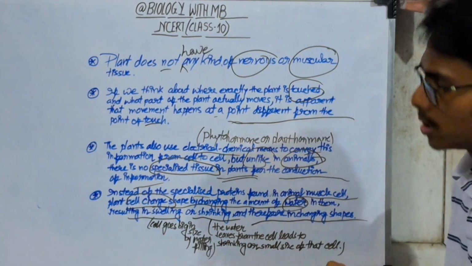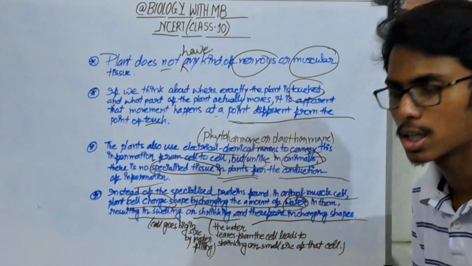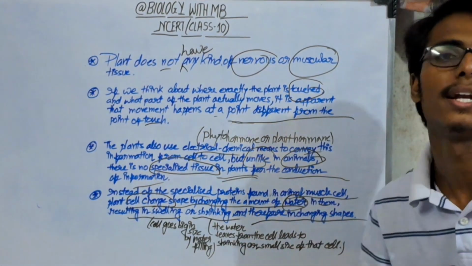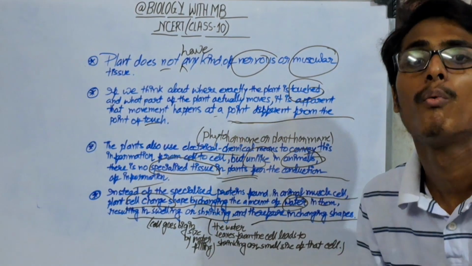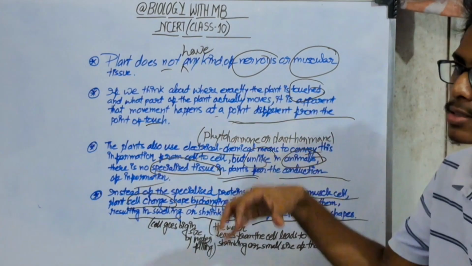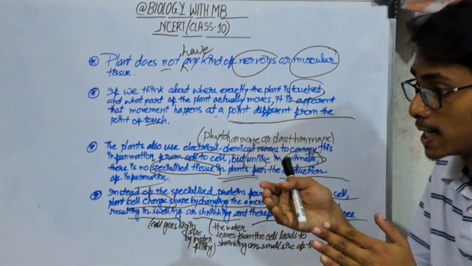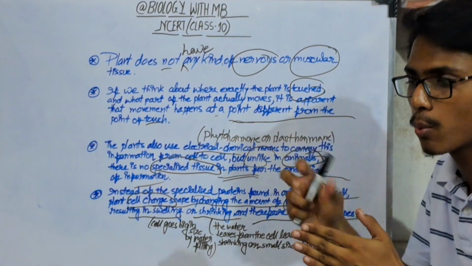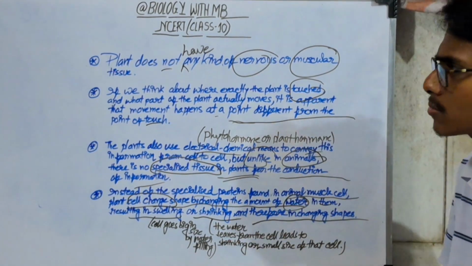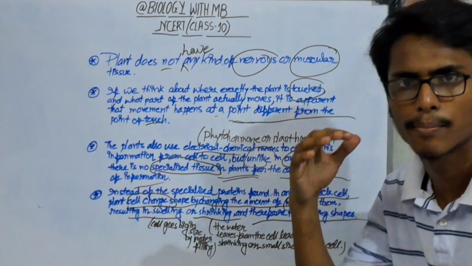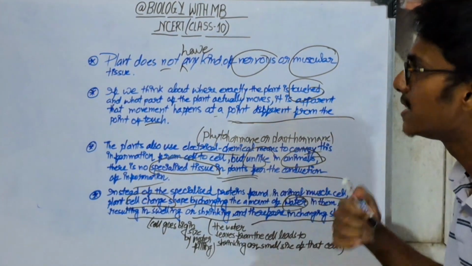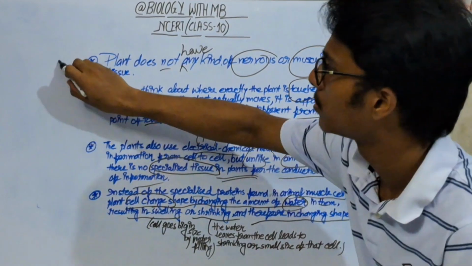And we have discussed coordination in plants first. Now we have discussed the stimulus, and in the next video we will discuss growth in plants and in what way it happens. We will discuss that in the next video. And now we will discuss this part again.